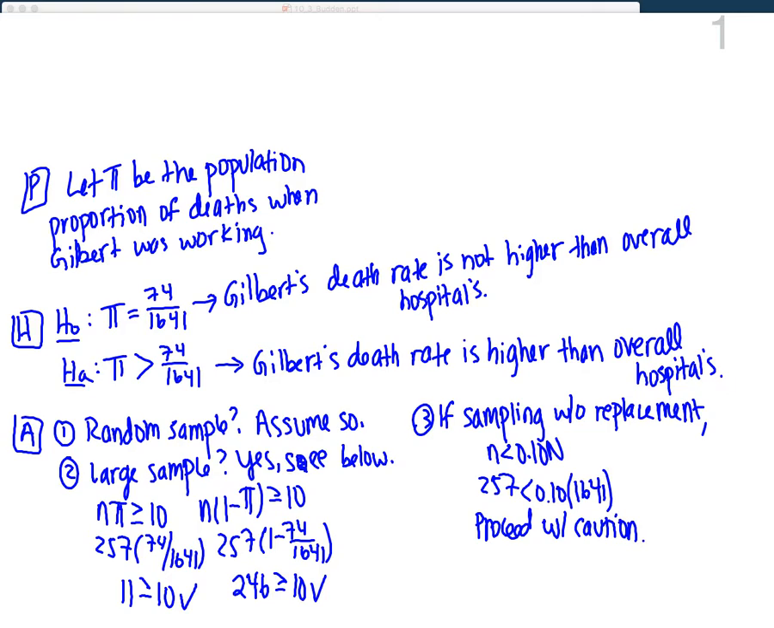Okay, questions? No. Okay, now we are on to N. I am conducting.